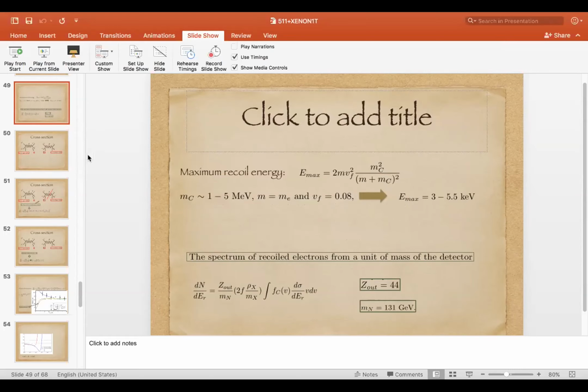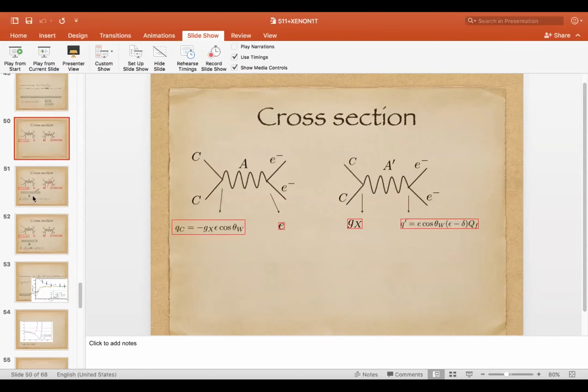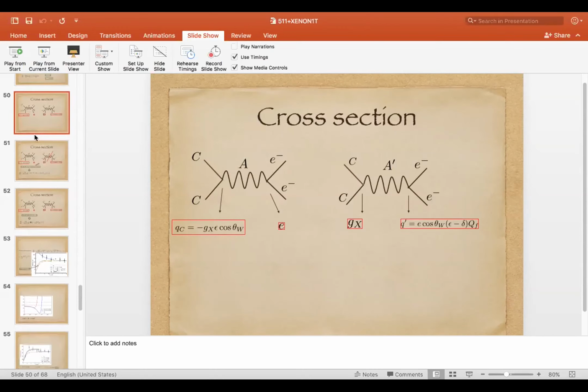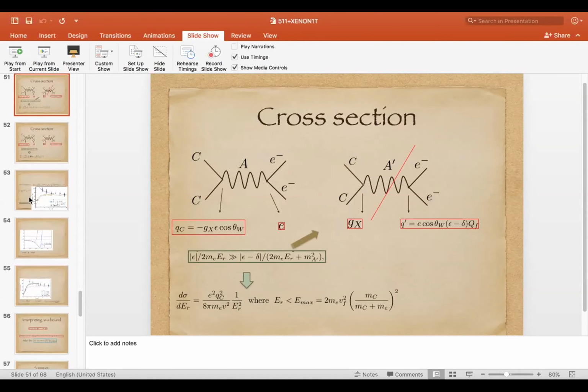The maximum recoil energy of scattering of an electron off this dark matter is given by this formula. It is proportional to velocity squared. Next slide. Next slide, please. In our model, C particles can interact with electrons via photon exchange or dark photon exchange. In the limit that epsilon is much larger than epsilon minus epsilon delta, the photon dominates. Next slide.